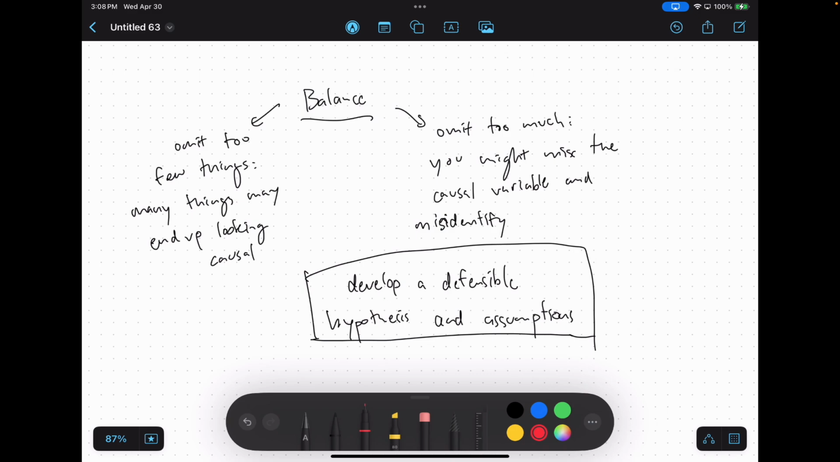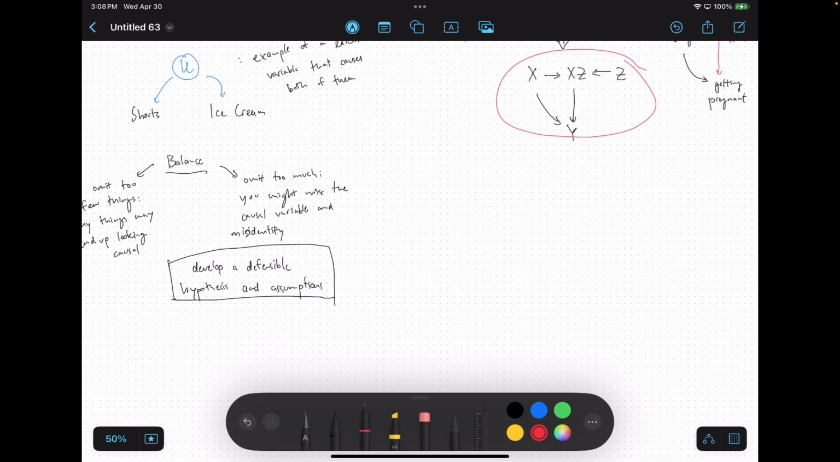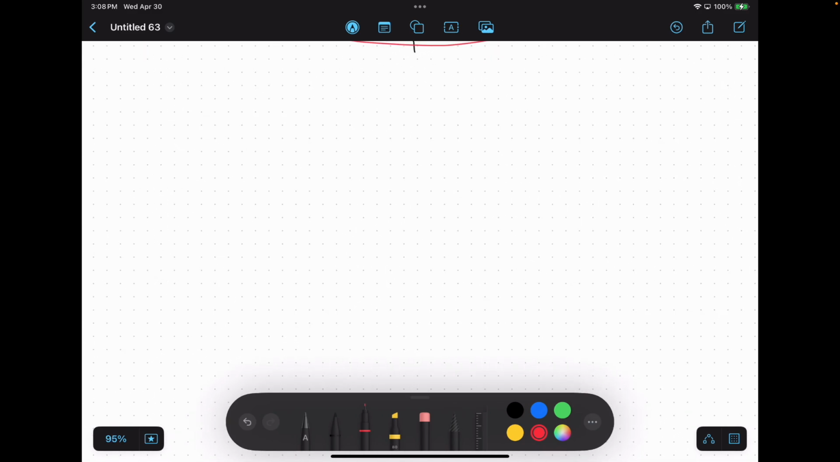All right, let's continue on. Oh, my battery's dead. All right, well, so much for this. Okay, so talking about balance, one thing that we can think about in simplifying our causal diagrams, here's a couple rules of thumb.